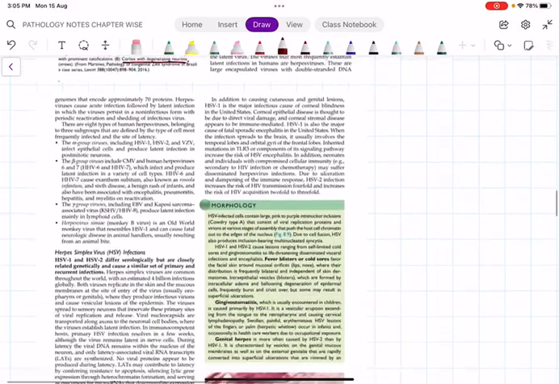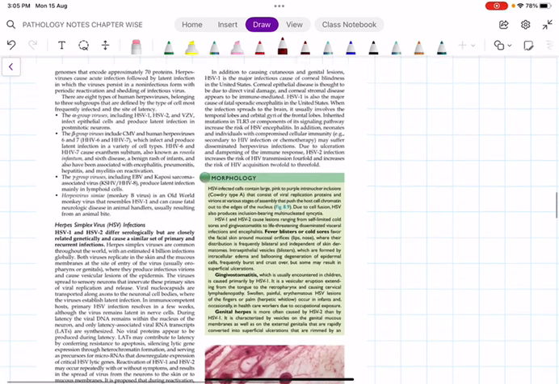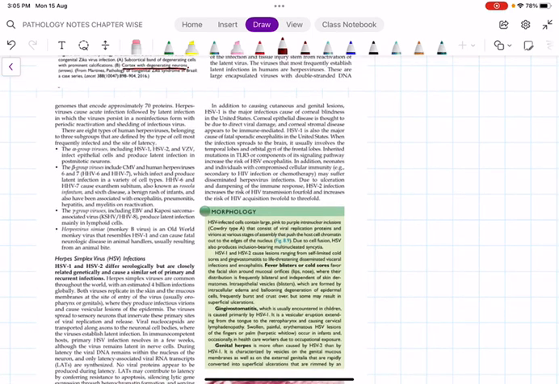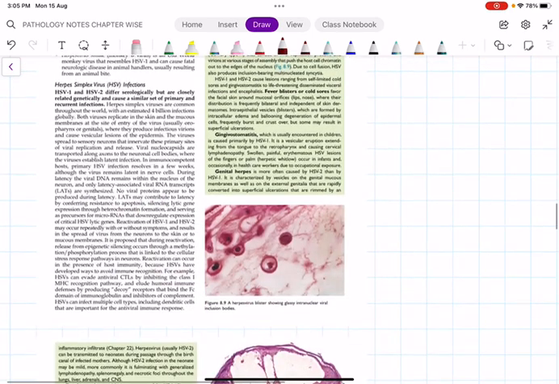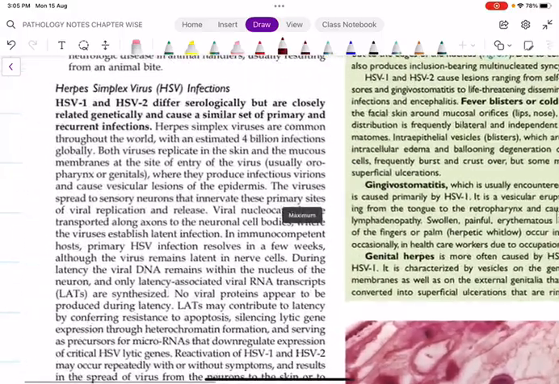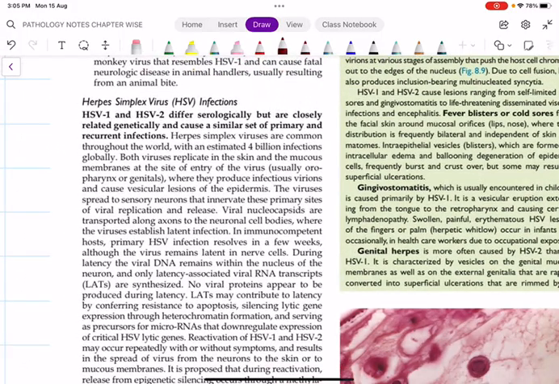Then coming to herpes virus infection. I'm not going into the various classes, alpha, beta, gamma groups, because you will read that from microbiology. As far as pathology is concerned, let us focus on herpes simplex virus 1 and herpes simplex virus 2. Both differ serologically, but genetically and in the type of infections they cause, they are almost similar. And remember, the viruses spread to sensory neurons, and only in the neurons are these viruses undergoing replication.